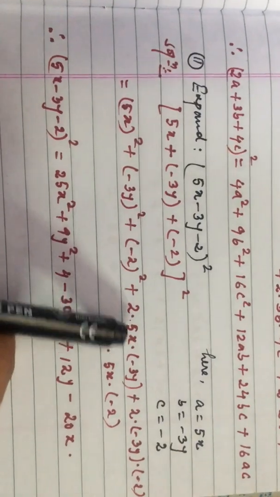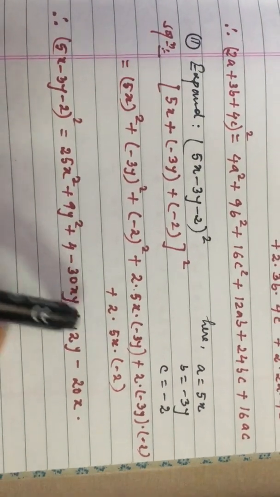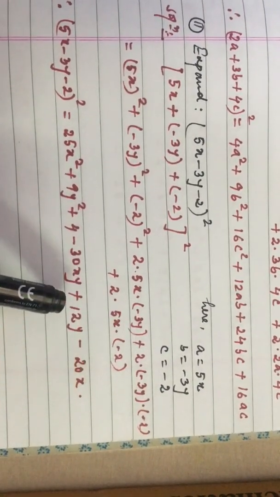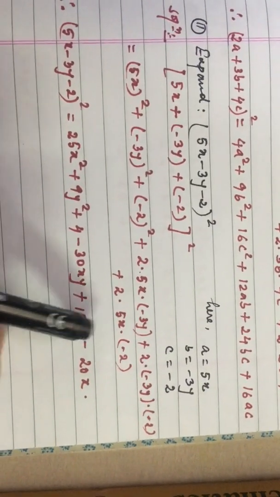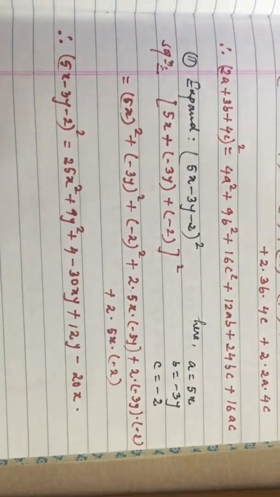2 5s are 10, 10 3s are 30, and plus minus, so -30xy. Minus minus plus, 2 3s are 6, 6 2s are 12, so 12y. Minus plus minus, 2 5s are 10, 10 2s are 20.